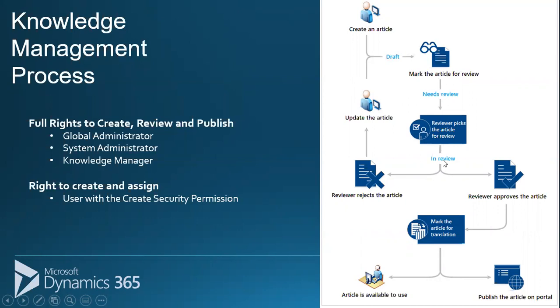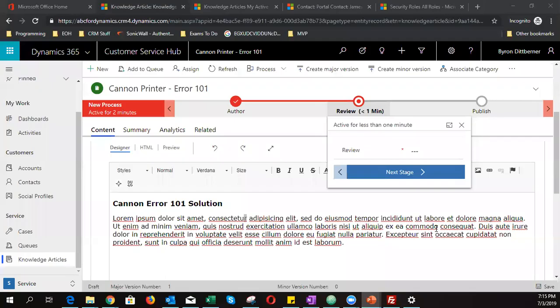Once the article is in a reviewed state, it can either be approved or rejected. If rejected, it goes into an update state, and then it's back in draft. We'll continue through the cycle until the article is actually approved. Once it's approved, the article is ready to be published. Before I publish it, I can associate it to a category, and I can do a number of things.